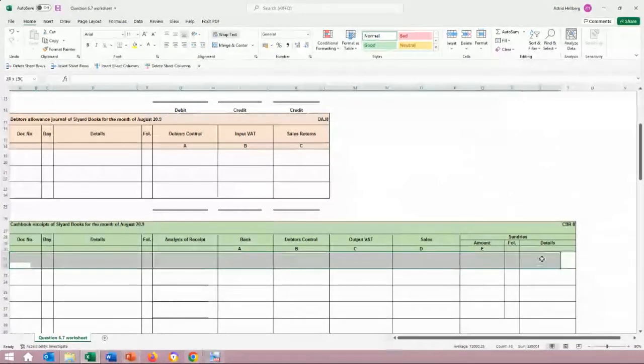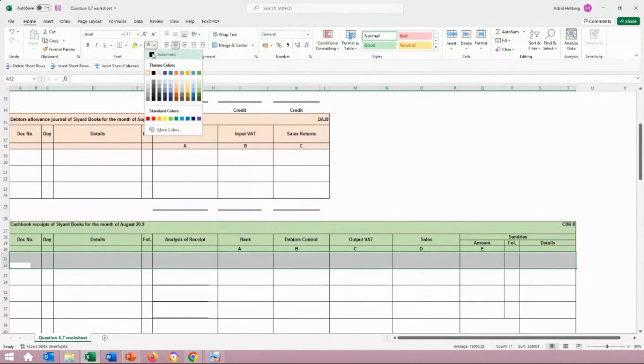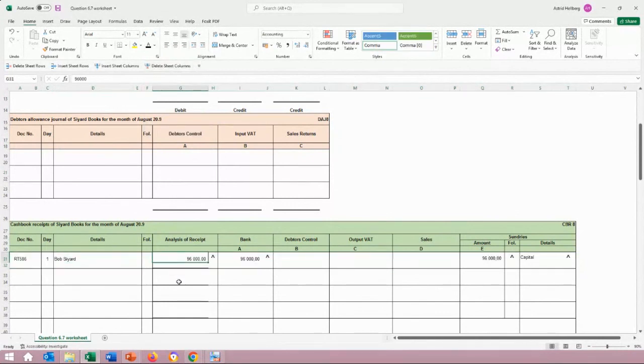So the first entry would be Bob Siat. We received 96,000 into the bank, and it is 96,000 going to our capital account. So these little marks here are just to indicate to you more or less what the mark allocation would have been for this type of question. This would actually be full marks.